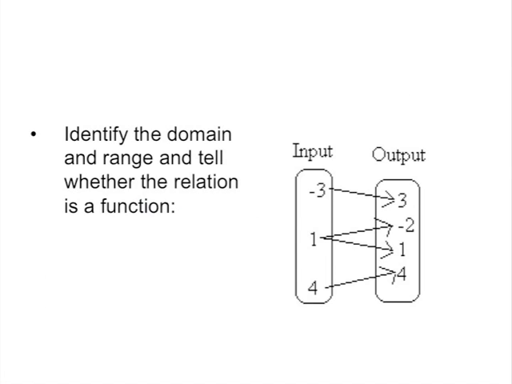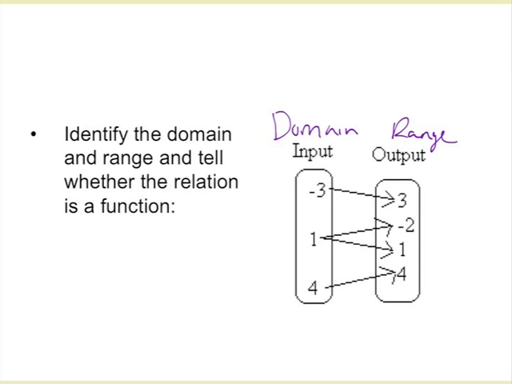Okay, so here we're given our input and our output. According to our definitions, our input is our domain and our output is our range. So when you're asked to list your domain and range, you're just listing the numbers of your input and output. So our domain would be -3, 1, 4. Our range would be 3, -2, 1, and 4. You can put them in numerical order if you want, but it's not really important. Then we're asked to say whether or not this is a function.